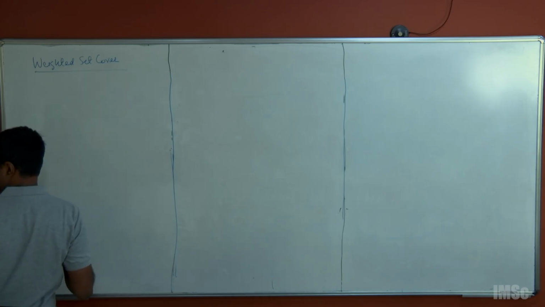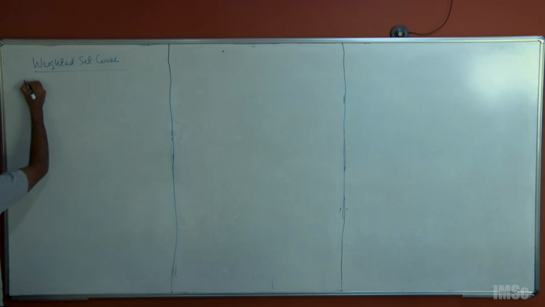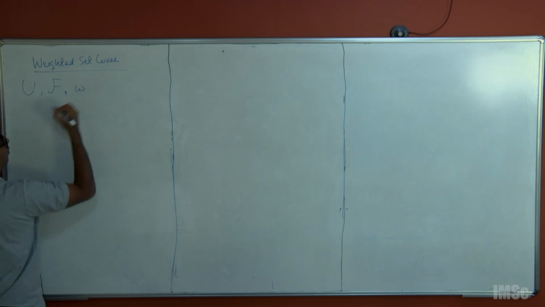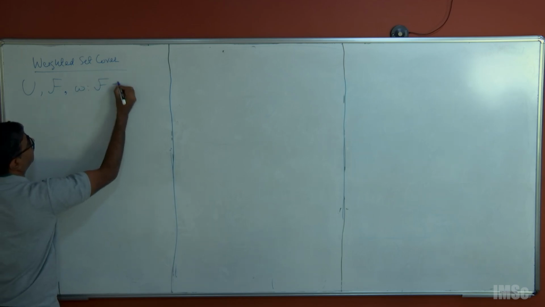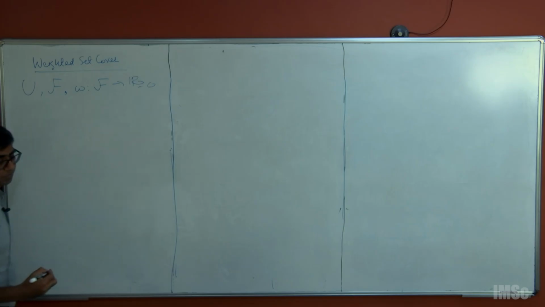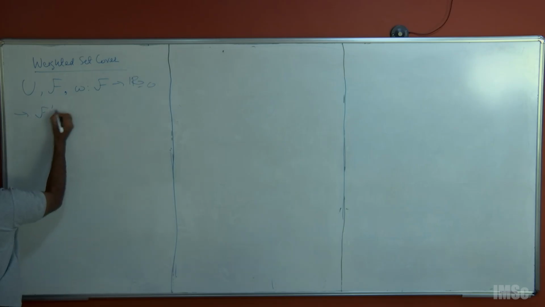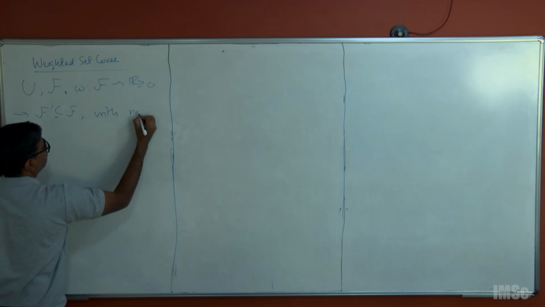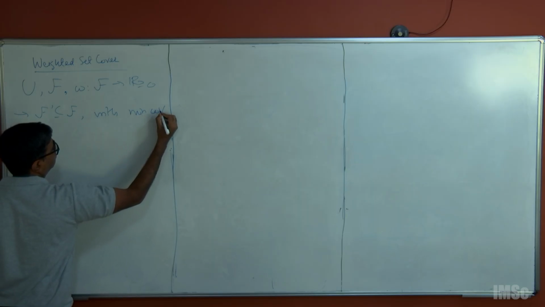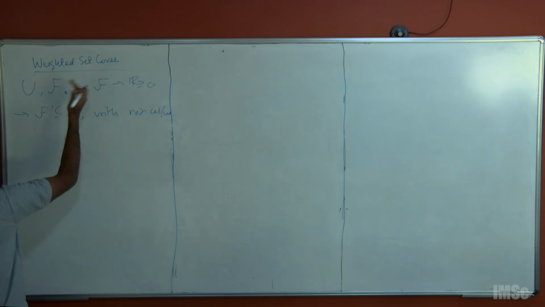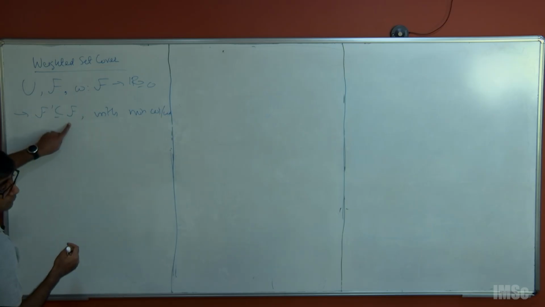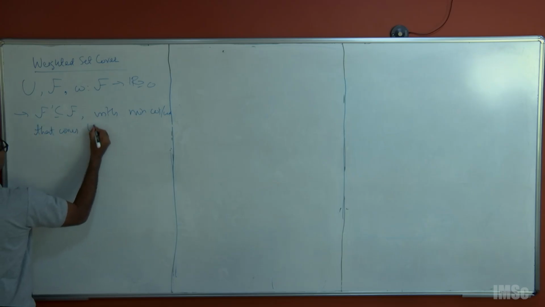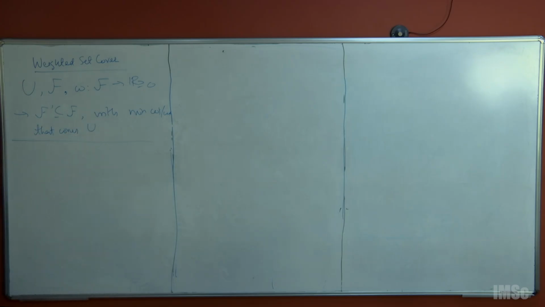If you recall weighted set cover, we had a universe and a family of sets, and there was a weight on each set, a function from F to R positive. Our objective was to cover U with a subfamily F' subset of F with minimum cost, or weight, whatever you want to call it. So there was a cost function, or weight function, and you wanted to find F' subset of F with minimum cost that covers U. That was the problem.